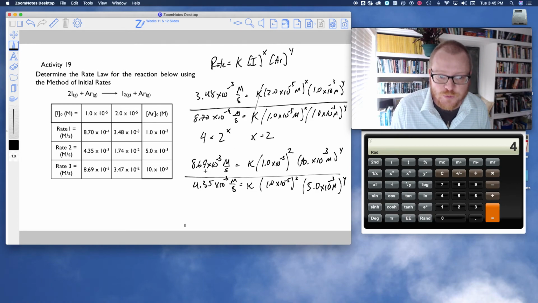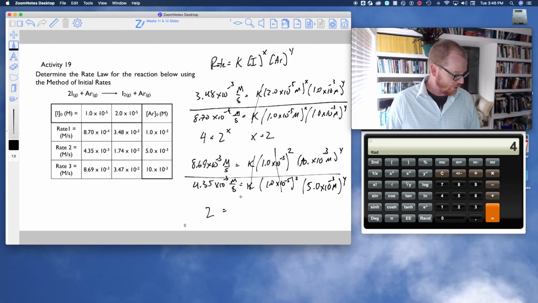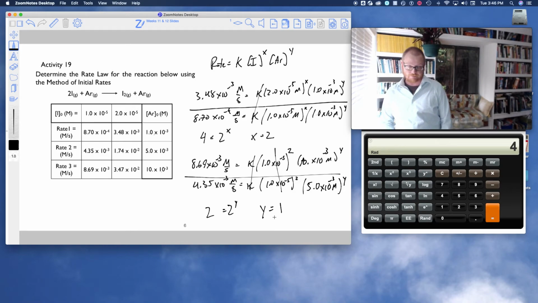And I can definitely do this one in my head. 8.69 divided by 4.35 is 2. Okay? And the K's cancel. And this cancels. And then what I'm left with is 10 divided by 5 raised to the y power, which is just 2 to the y power. So y has to be 1.